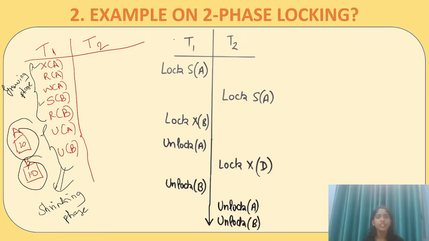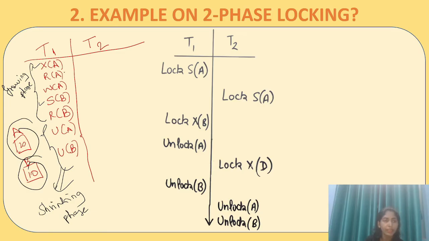Why do we have to use this technique, growing phase and shrinking phase? First we only acquire the locks and then we only release the locks. This is done to achieve serializability, so that one transaction will completely finish its task, and only then can another transaction start its work. So serializability should be achieved. That's why two-phase locking is used.